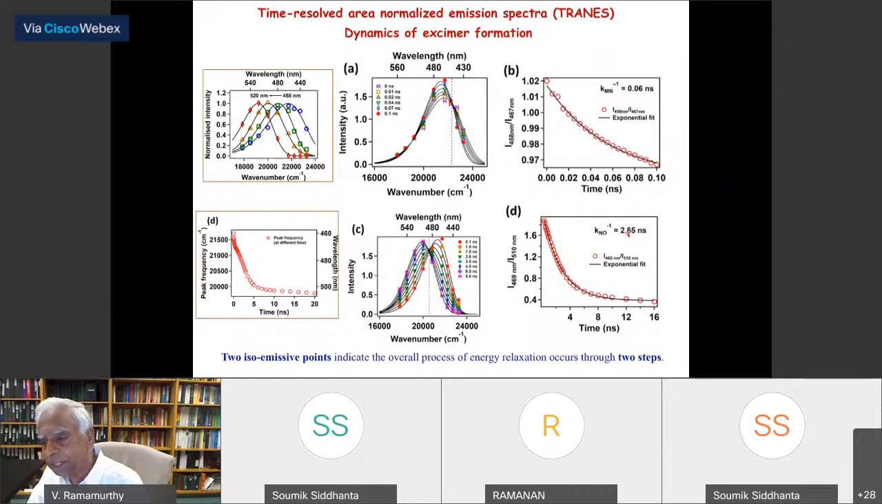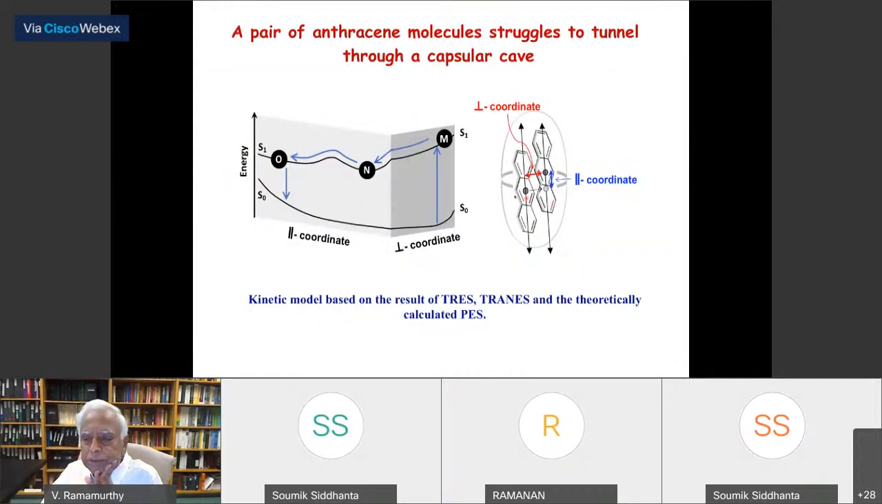So inside the channels of the capsule, the one molecule starts, moves closer to the other molecule, and together they start moving, and now they are struggling to move along the capsule. And we can capture all of this information through these time-resolved studies. That's what Pratik and Aritra did.